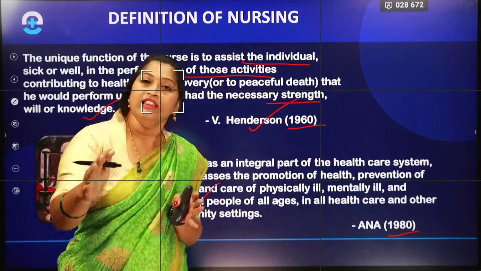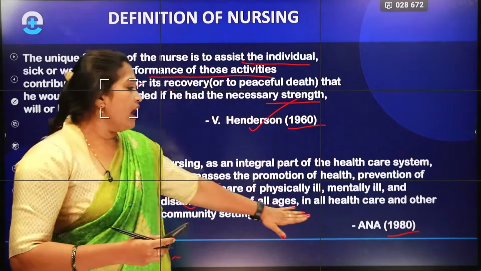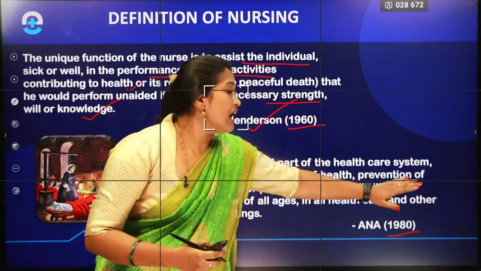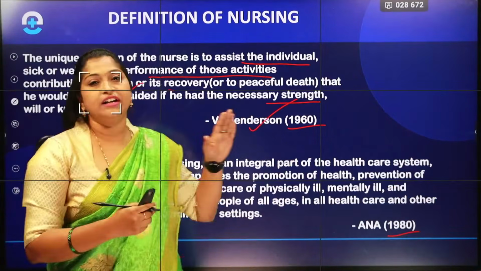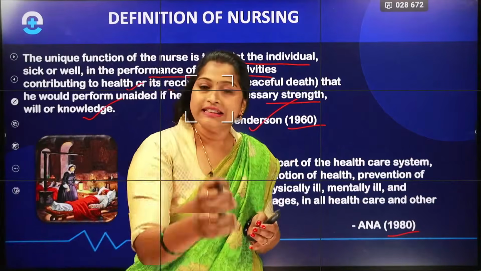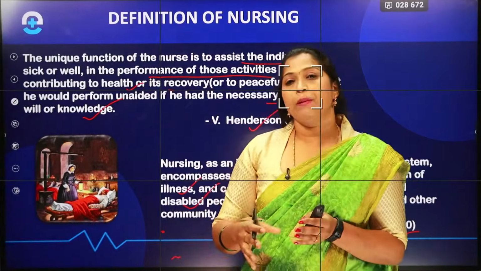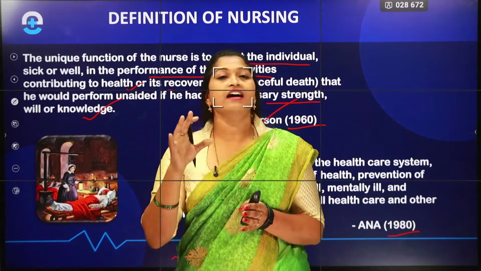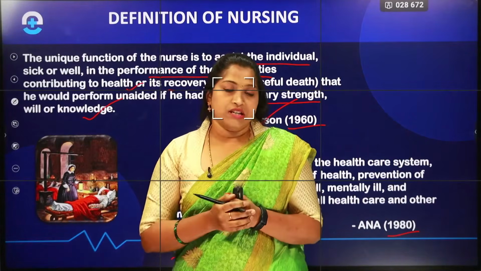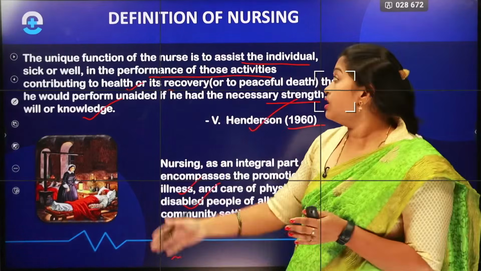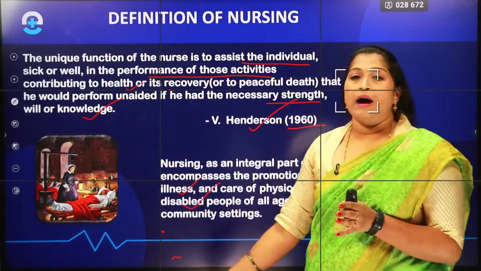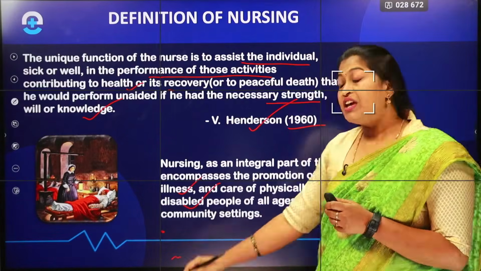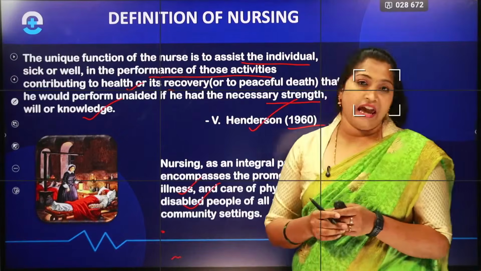For people of all ages, we are giving the care in all healthcare and other community settings. So in any healthcare setting we can give care to the patient, and also in any community setting we are giving health care to the patient. So this is the second definition of nursing given by the American Nurses Association in the year 1980.